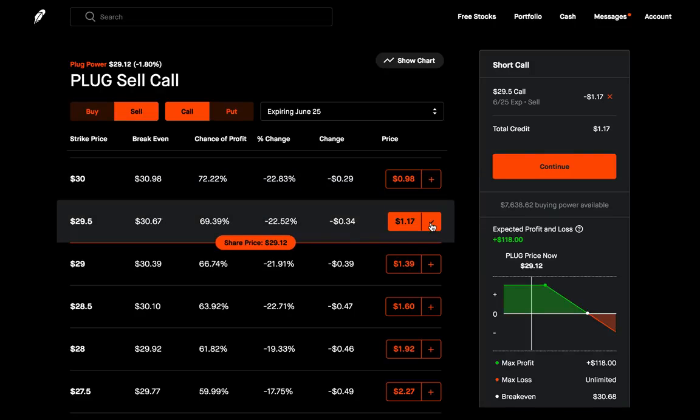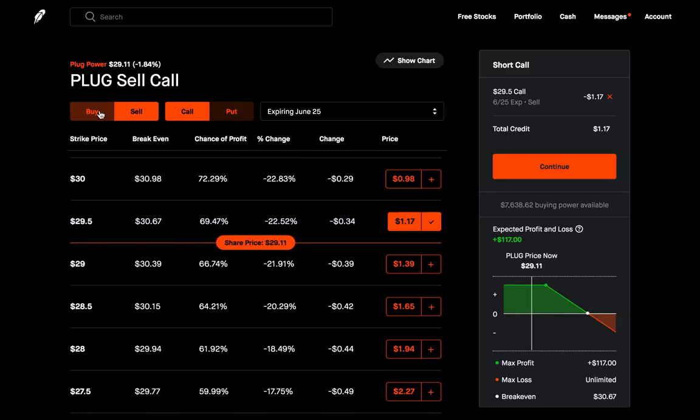Okay, now remember, when you sell a call option, you receive a premium. For selling this call, we're going to receive $1.17 per share. Remember, there's 100 shares in each one of these contracts. So in each one of these contracts, I'm going to receive $117 for selling this call option here.